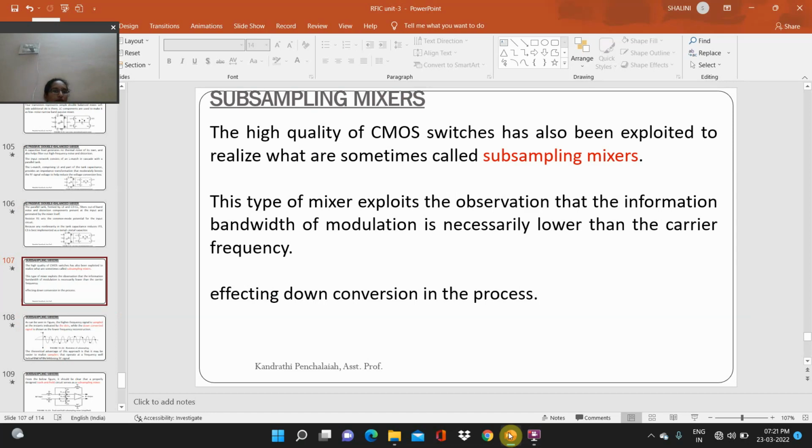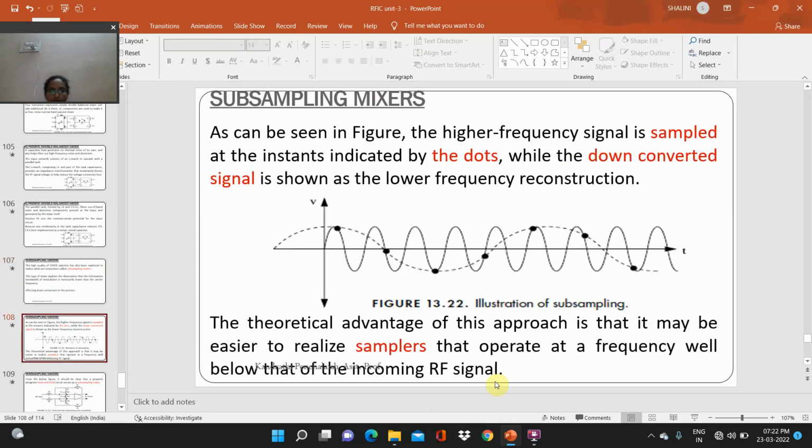These types of mixers exploit the observation that the bandwidth of modulation is necessarily lower than the carrier frequencies, affecting down conversion in the process. So, what are subsampling mixers?